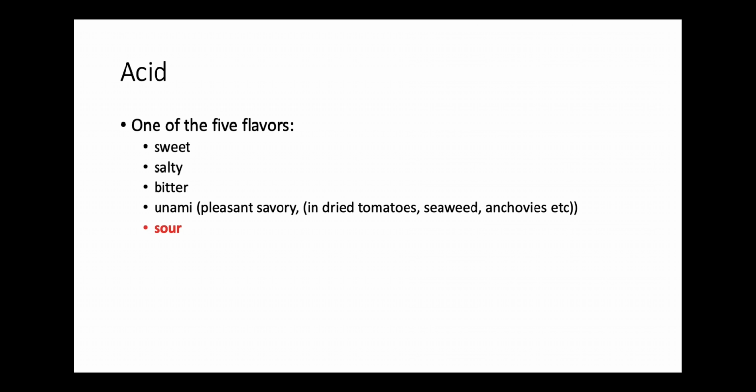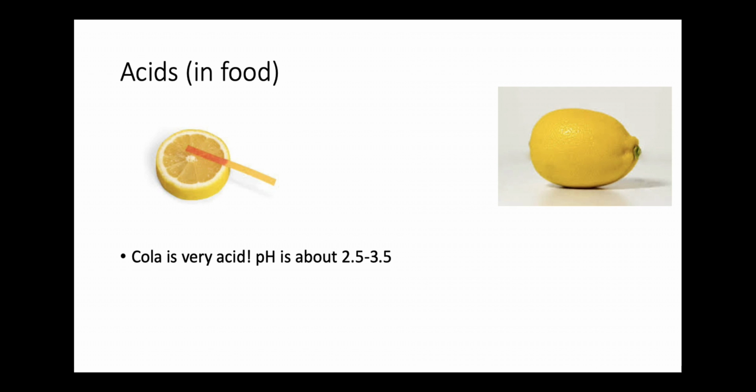All right, so acid. One of the five flavors we know in our food: sweet, salty, bitter, umami, that's the pleasant, savory, so you see it in seaweed and sun-dried tomatoes, and the final one is sour. And there we have it, the acid, acidic. So in our food, the best example I think is a lemon or an orange, but also cola. Cola is really acidic. It's a pH of 2.5, 3.5. That's why they add a lot of sugar to cola. But it is really acidic.